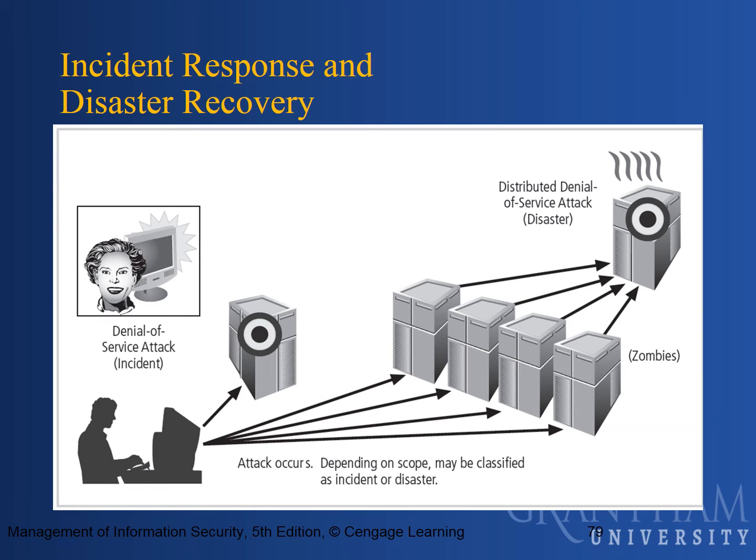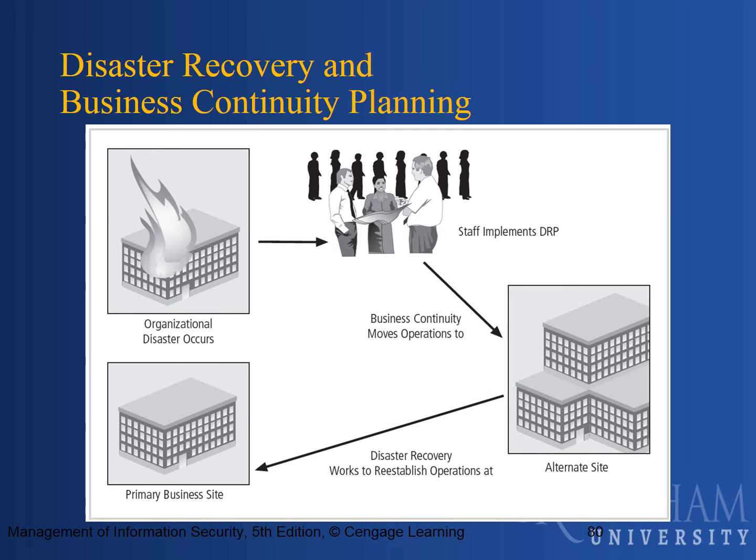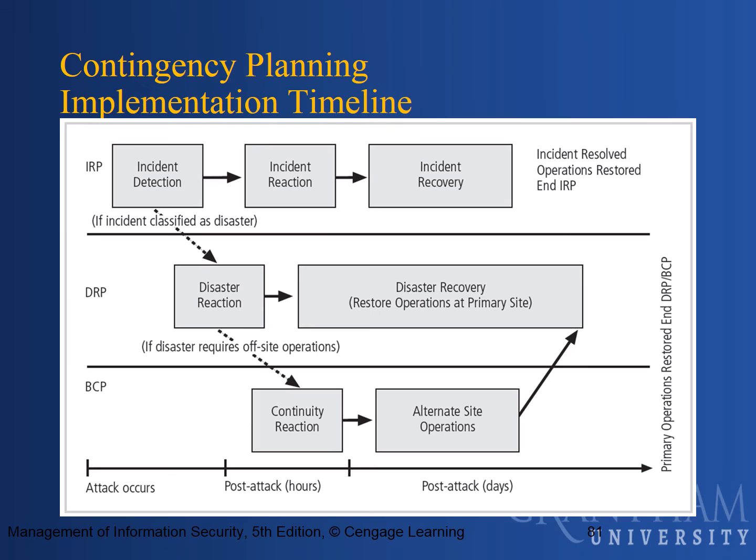Here you see an incident response and disaster recovery illustration. Here you see an organization having a disaster such as a fire and the disaster recovery and business continuity planning associated. The contingency planning and implementation timeline shown here shows as the attack occurs, post-attack in hours, and post-attack in days, providing the IRP, DRP, and BCP.